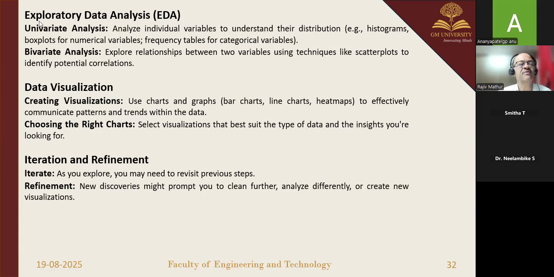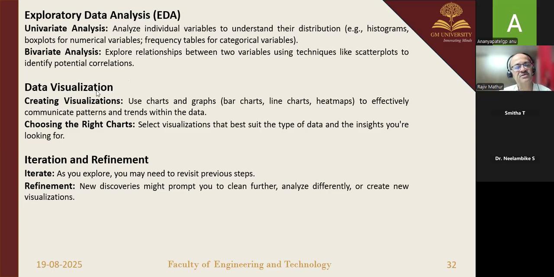So then we have exploratory data analysis where we look at the univariate analysis and the bivariate analysis. Univariate is basically analyzing individual variables to understand their distribution. For example, histograms, box plots for numerical variables, frequency tables for categorical variables. Then bivariate, explore relationships between two variables using techniques like scatter plots to identify potential correlations.